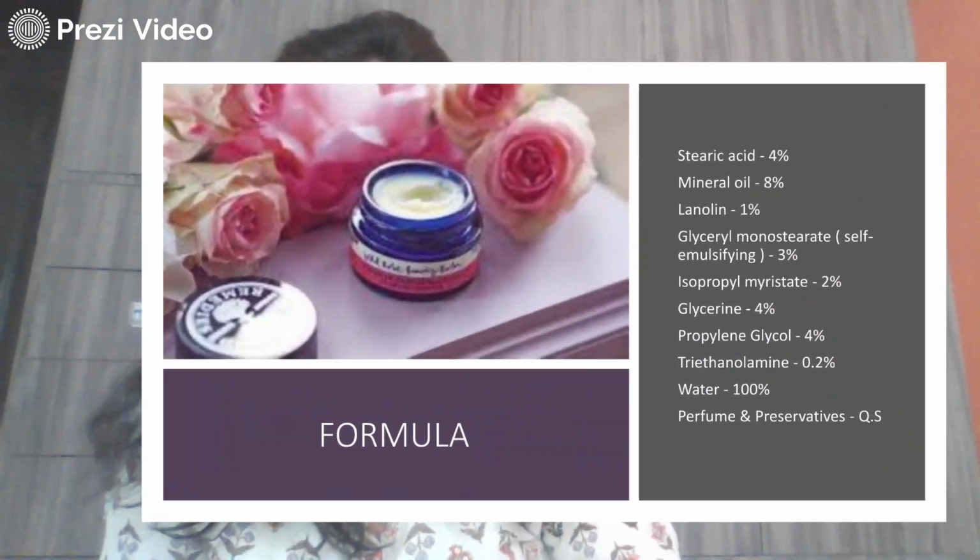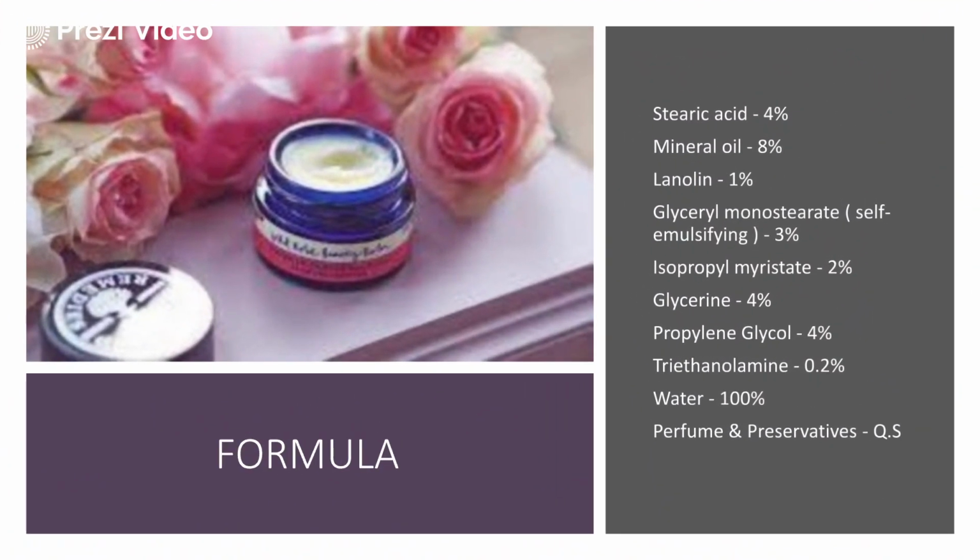When we talk about the formula of the moisturizing cream, this is a typical formula: stearic acid, mineral oil, lanolin, glyceryl monostearate, isopropyl myristate, glycerine, propylene glycol, triethanolamine, water, perfumes and preservatives.